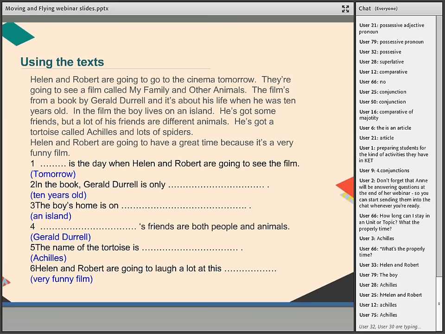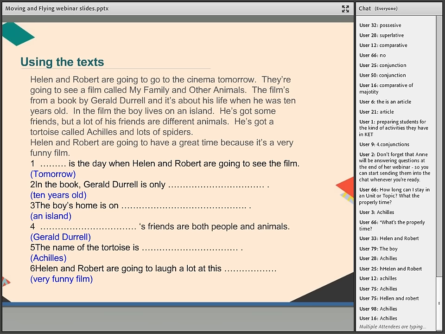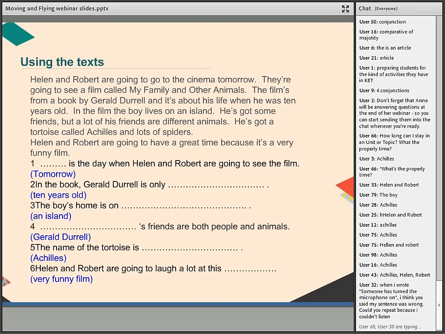Yes, so we've got 3 other names in the story. We've got Achilles, who's the parrot. Who's the tortoise? I'm sorry about that. And we've got Helen and Robert, who are the people who are going to the cinema. So again, one of the things which is very often tested is, who are we talking about? Who is very often the personal pronoun, who does it refer to?